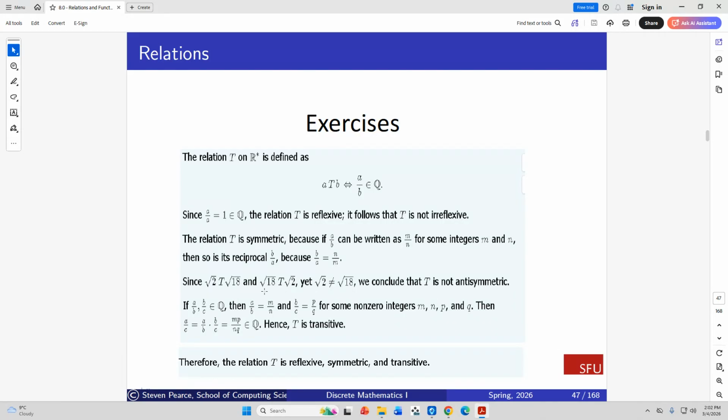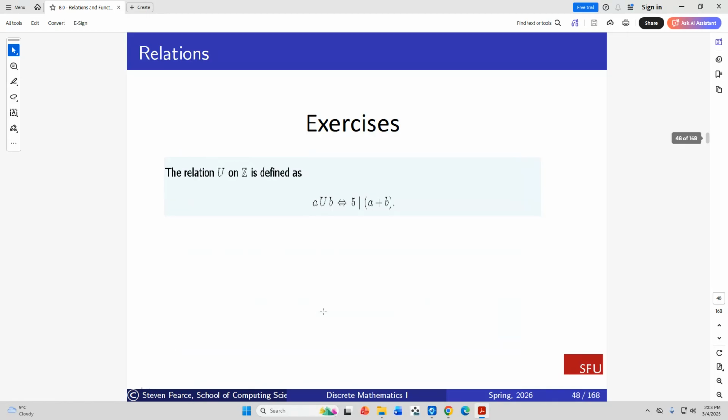Since root 2 is related by T to root 18 and root 18 is related by T to root 2, yet root 2 is not equal to root 18, we conclude T is not antisymmetric by the definition of antisymmetric. If a over b and b over c are in Q, then a over b equals m over n and b over c equals p over q for some non-zero integers m, n, p, q. Then a over c equals a over b times b over c equals mp over nq. Hence T is transitive, okay? So this relation is reflexive, symmetric, and transitive. That is an equivalence relation, as we'll see shortly.